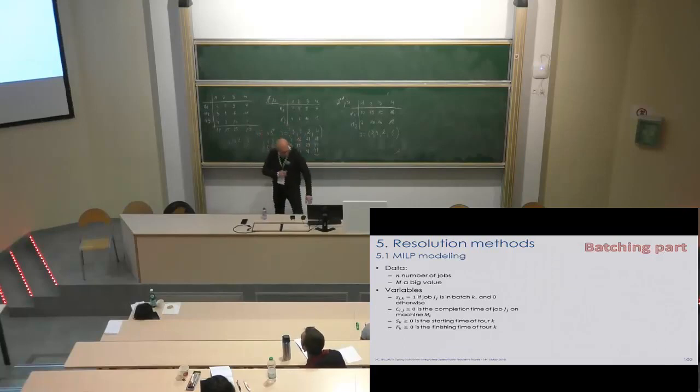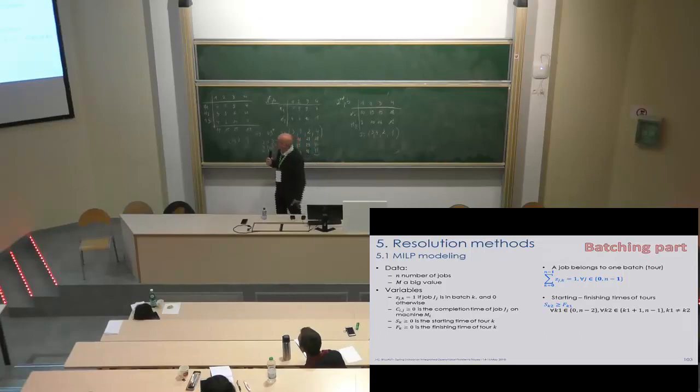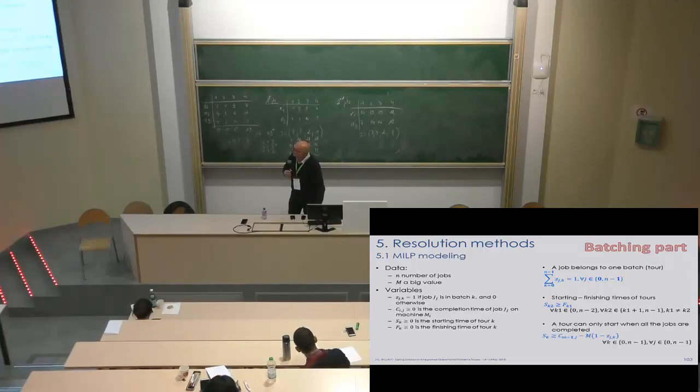Now the batching part, we say that a job belongs to one batch or tour by this expression. The starting and finishing times of tour are this one. It means that the starting time of tour k2, if k2 is greater than k1, is greater than the finishing time of tour k1. There is only one vehicle, okay? So only one vehicle for all the tours.